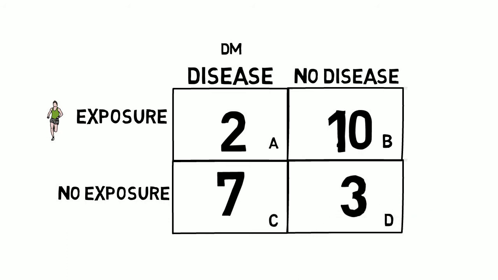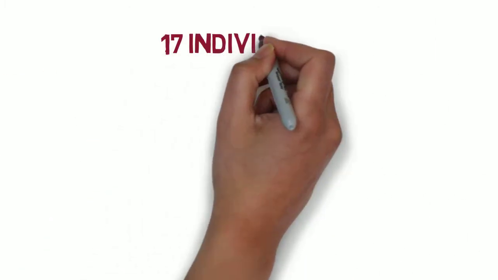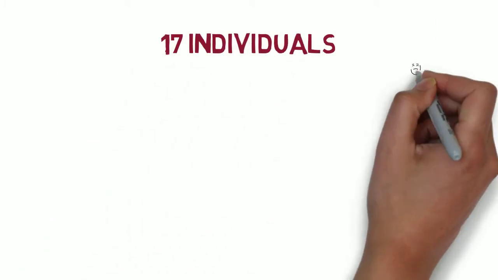Plug in the values from boxes A through D into the relative risk equation and calculate. In this case, relative risk would be 2 divided by 12 divided by 7 divided by 10, which equals 0.24. Therefore, your risk of developing diabetes is decreased by 24% by maintaining regular exercise.